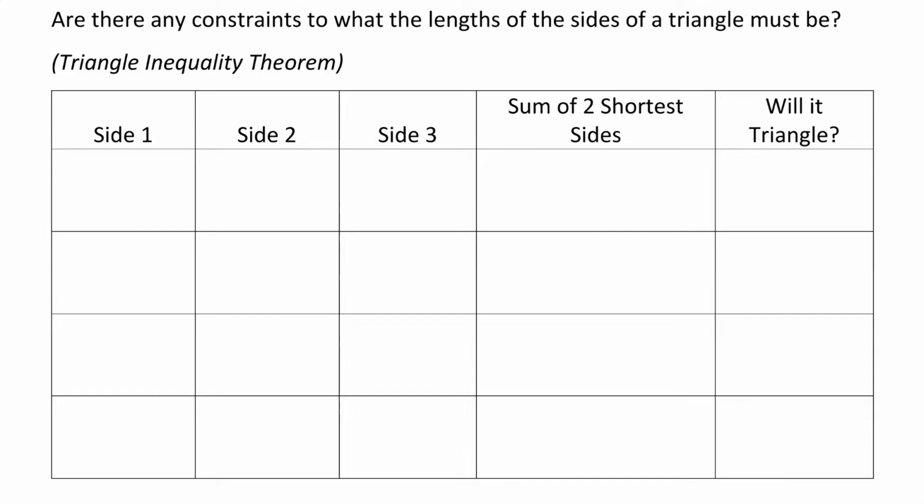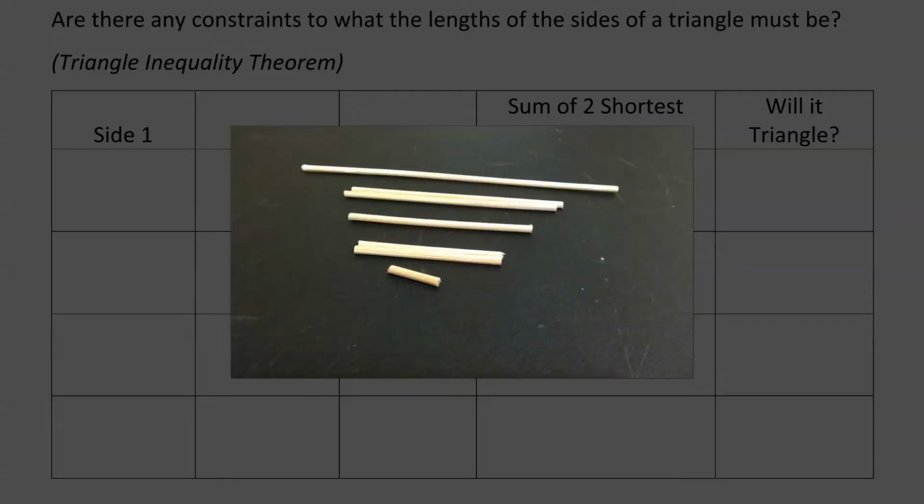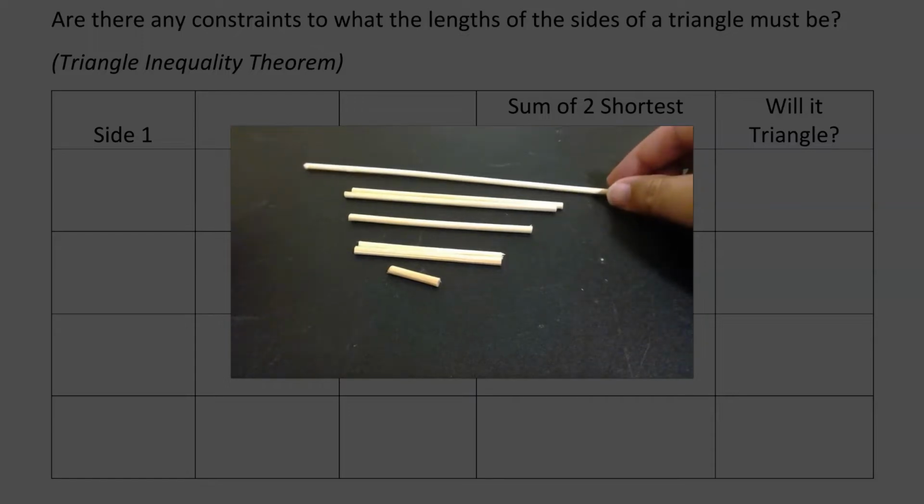And again, you don't have to know the name. You just need to understand how it works. And so for this exploration, I have some pieces of a skewer that I've cut up. Normally in class, we would do this as a food lab. We would use uncooked spaghetti, but I'm using this because it's a little bit easier to see.